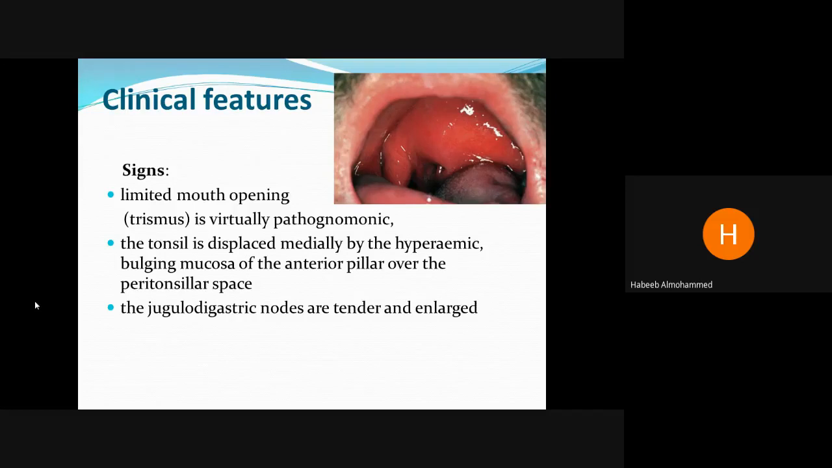I never see a bilateral quinsy. I don't know if it is mentioned in the literature; I didn't search for that. Jugulodigastric nodes are tender and enlarged.